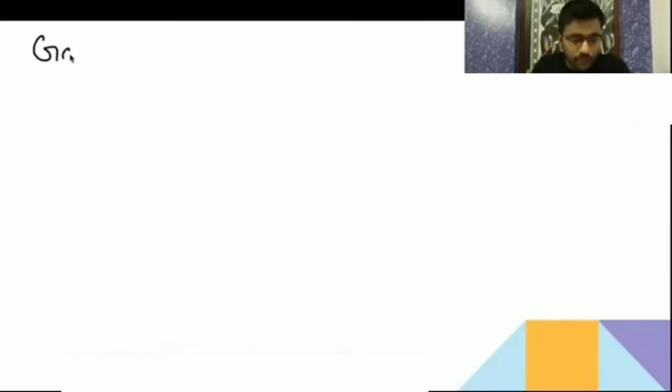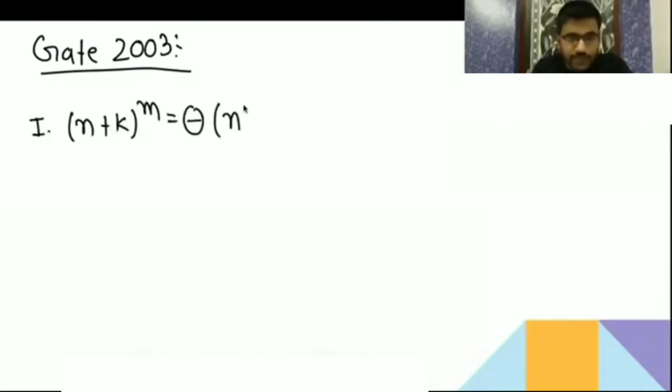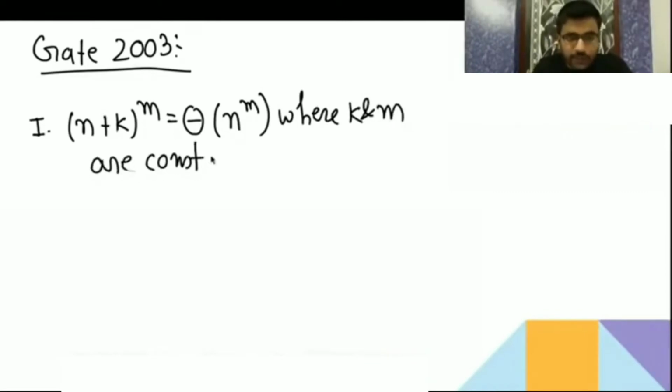This is also very important. It is your GATE 2003. So write, consider the following 3 claims. You please write in your notebook. Consider the following 3 claims. And the 3 claims are these, where K and M are constants.